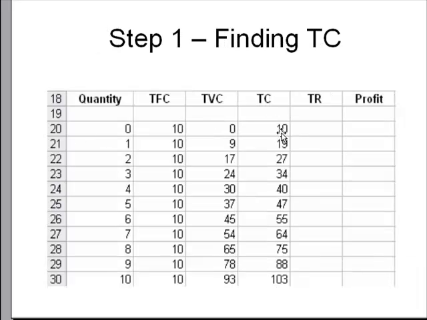Now you can see that I have added together the total fixed cost and the total variable cost to calculate the total cost. So 10 plus 0 is 10, 10 plus 9 is 19, and so on.